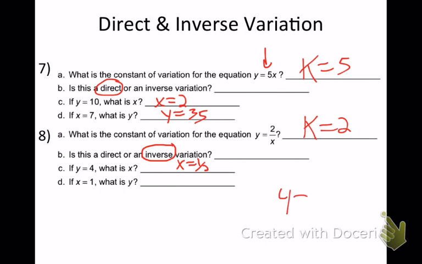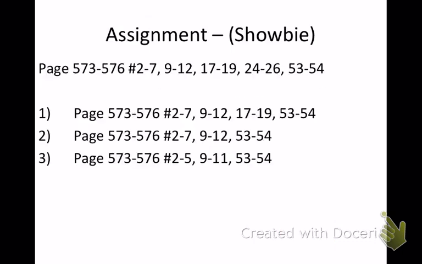So what happens here, you get 4 equals 2 over x. Well, I multiply both sides by x. So I have 4x equals 2. And then divide by 4. And you get x equals 1/2. Okay. And D, if x equals 1, what's y? 2. Nice job. Here's your assignment.